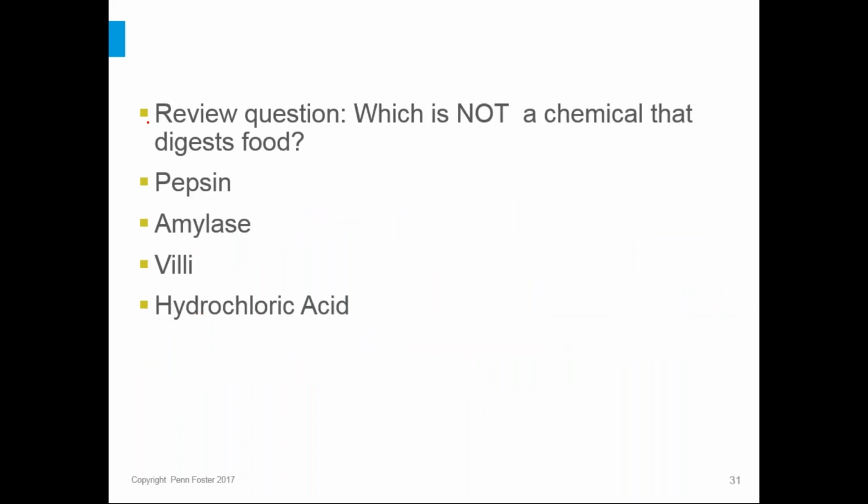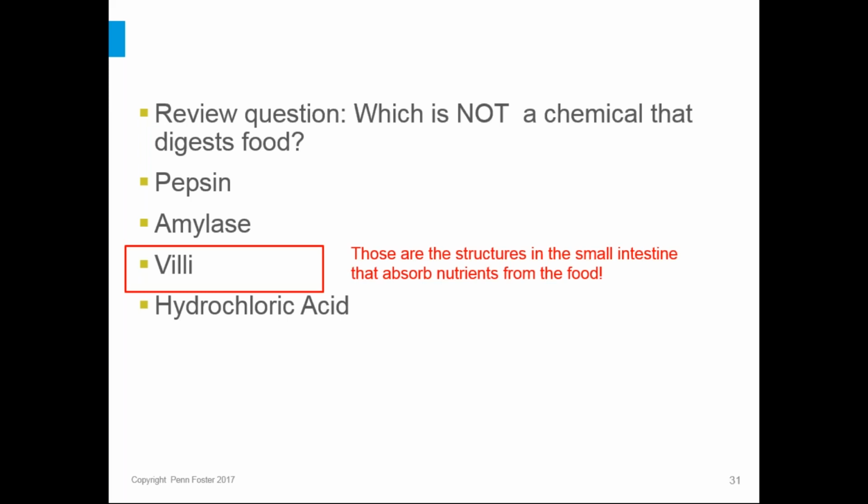One more for section 3. Which of these 3 things is not a chemical that digests food? So we have pepsin, amylase, villi, or hydrochloric acid. Okay, so those are all chemicals that digest food except for villi. Villi, remember, are the structures in the small intestine, the little bumps on the lining of the small intestine that help absorb nutrients from the food.